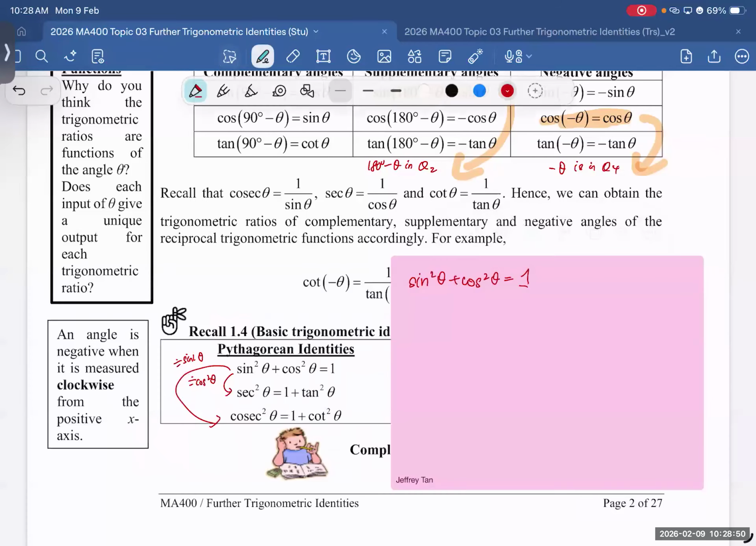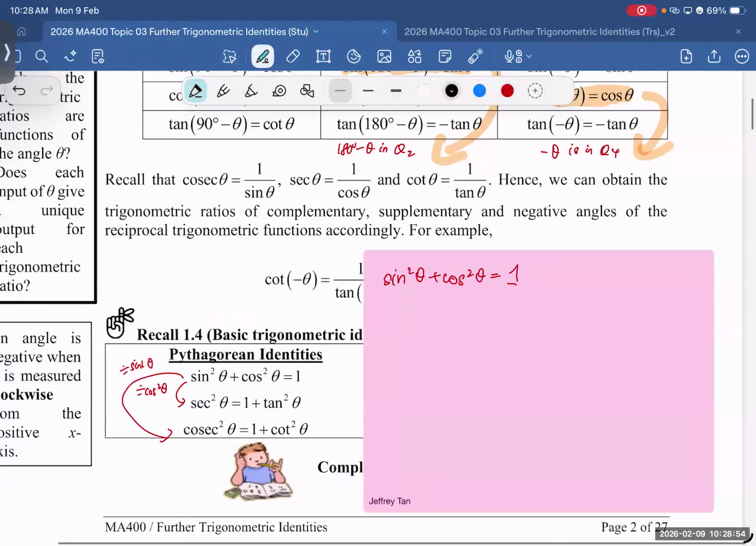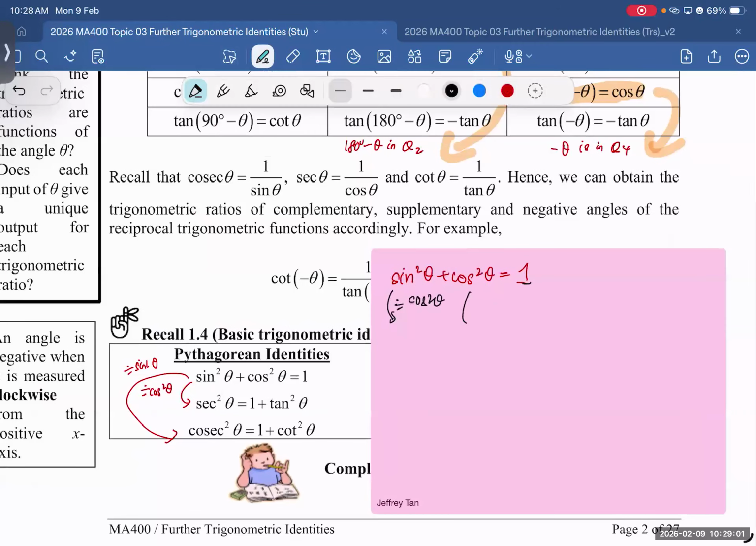Okay, so sine square plus cos square is equals to 1. Why do you show this? Now divide all by cos square. If I divide all by cos square, what do you see? What is sine square divided by cos square?